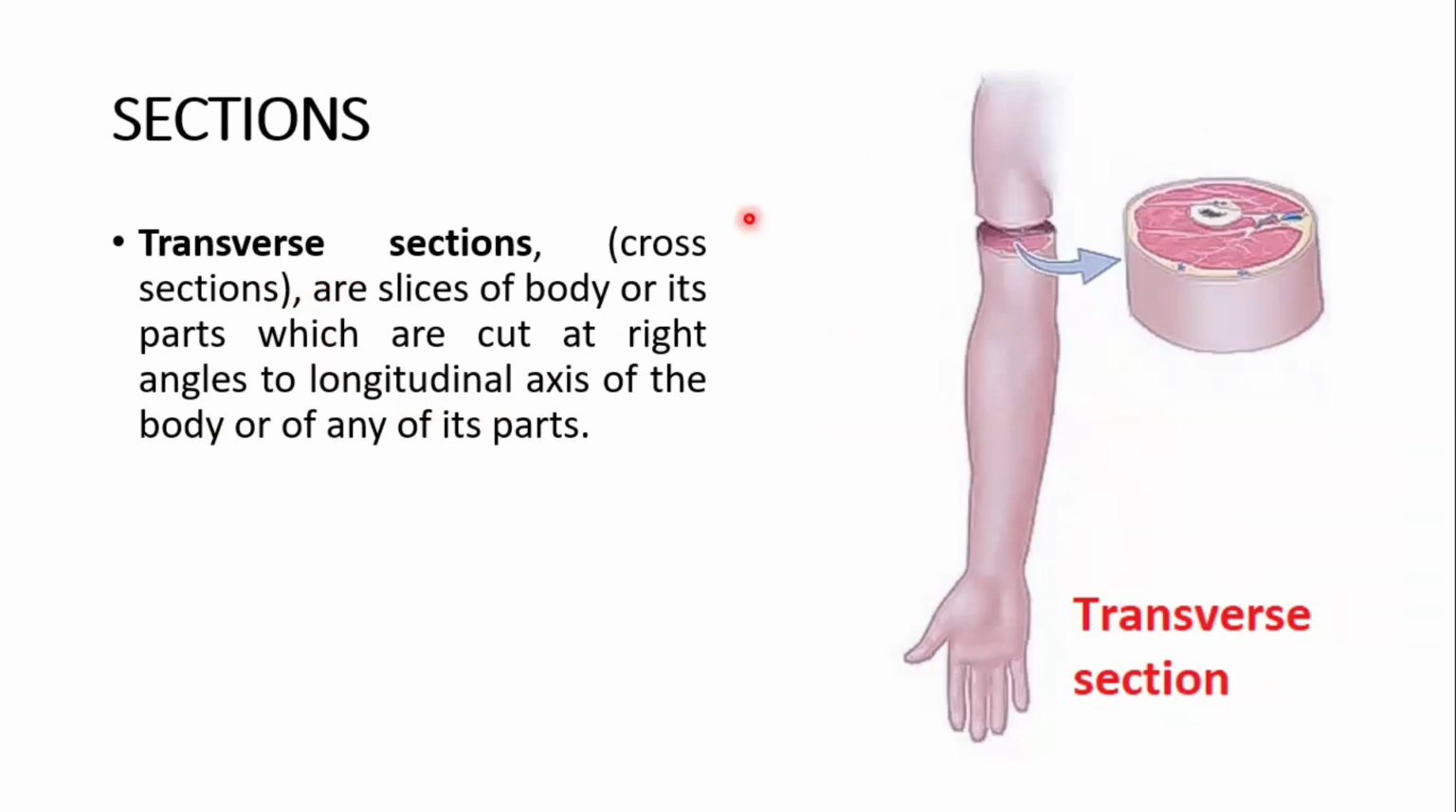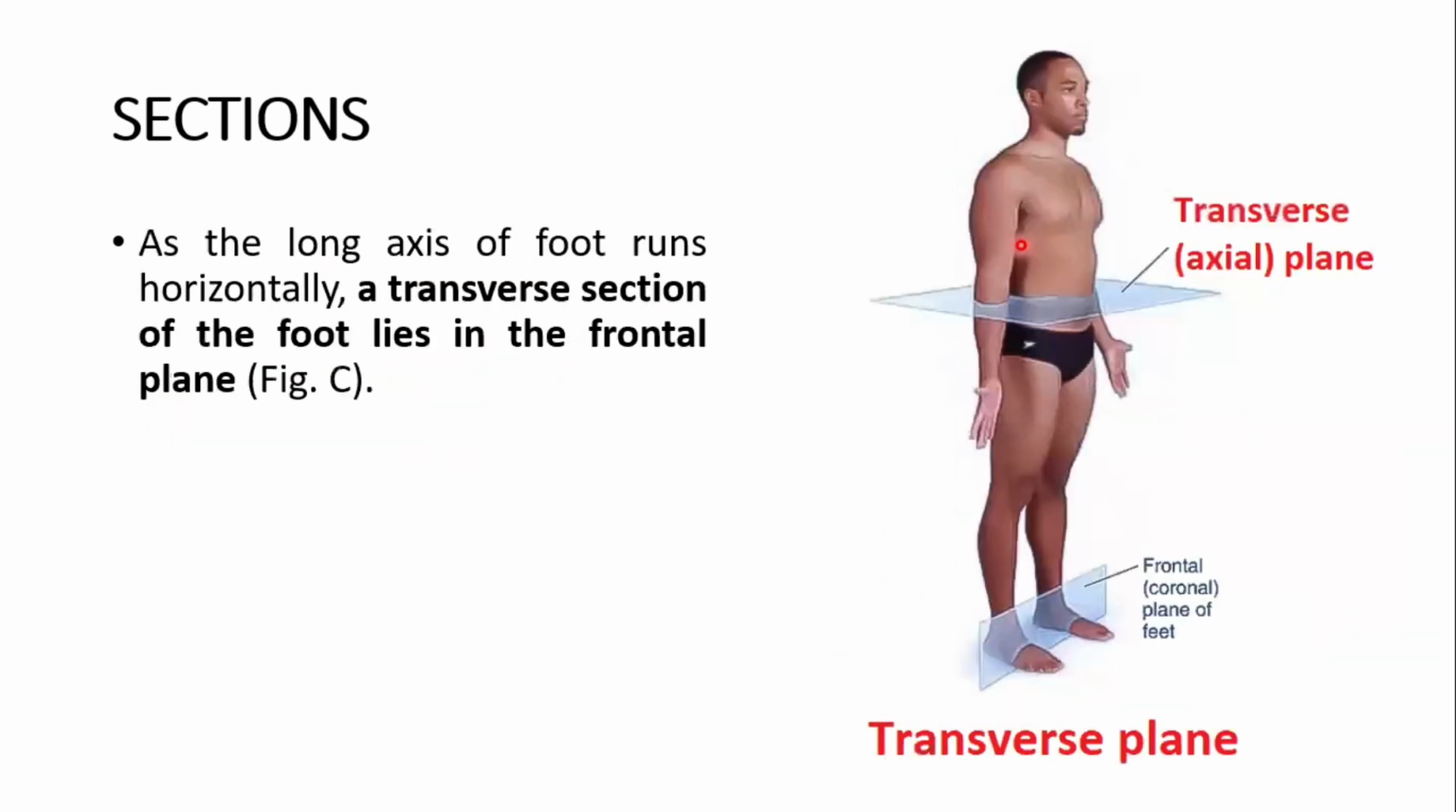Now the transverse sections, so easy peasy. Transverse sections, or cross sections, are slices of the body or its parts which are cut at right angles to the longitudinal axis of the body or of any of its parts. Here you could see this is a longitudinal axis. It will study all the layers of the structures present at that level, the transverse section.